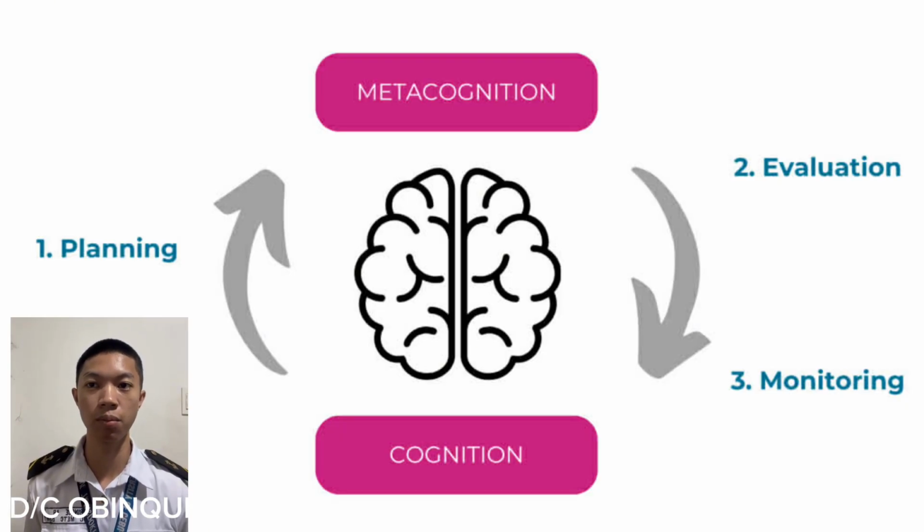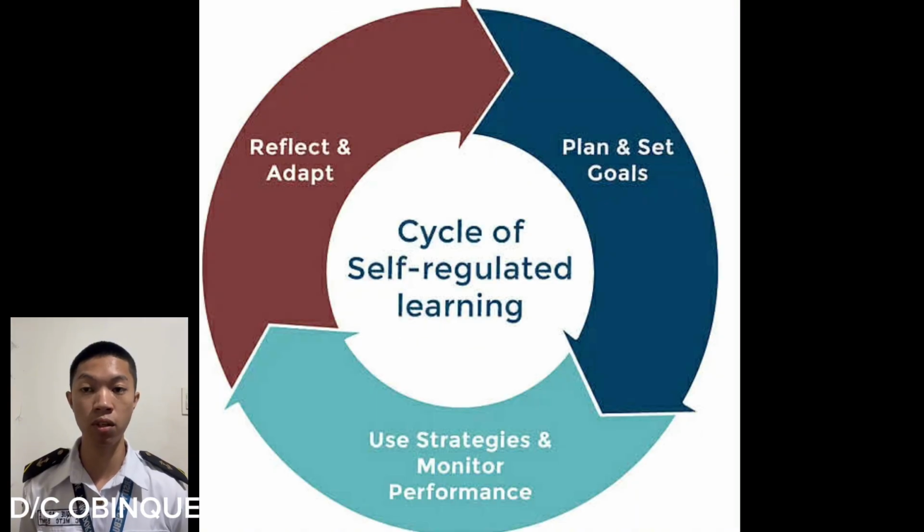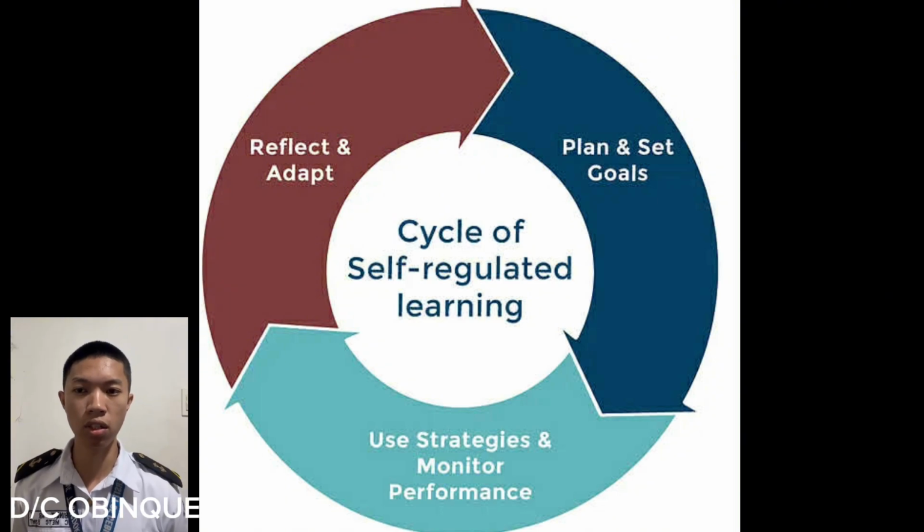Second is monitoring. This happens while we are studying. We should check if we really understand the lesson by asking ourselves questions like, can I explain this in my own words? If not, we need to adjust our strategy, like reading, taking notes, or watching videos. A learning journal is useful to track what we understand and what we need to improve.